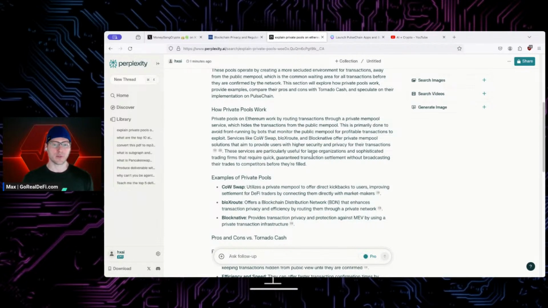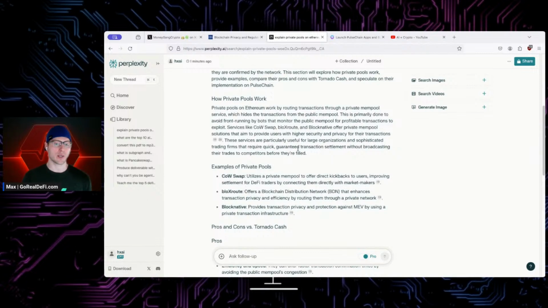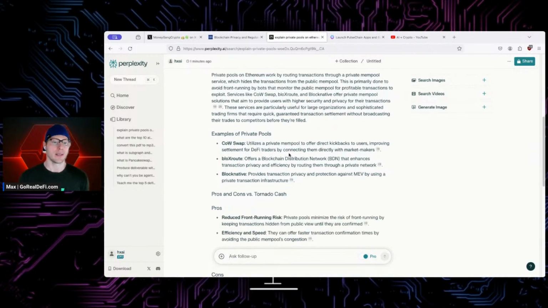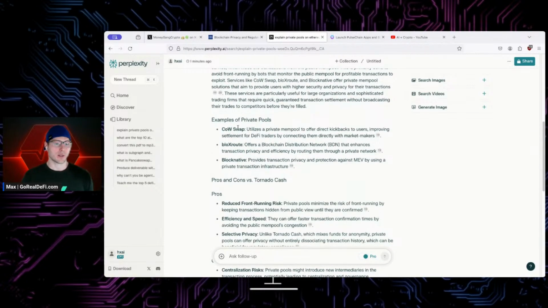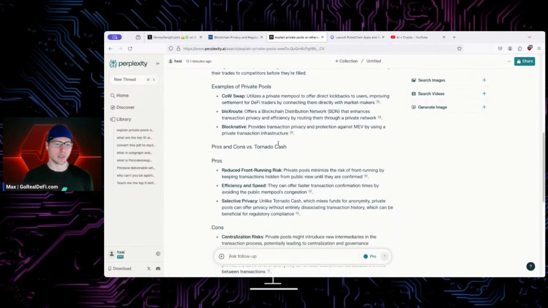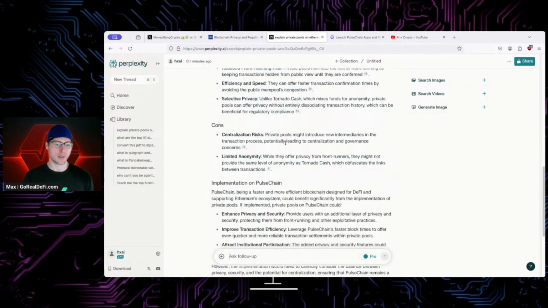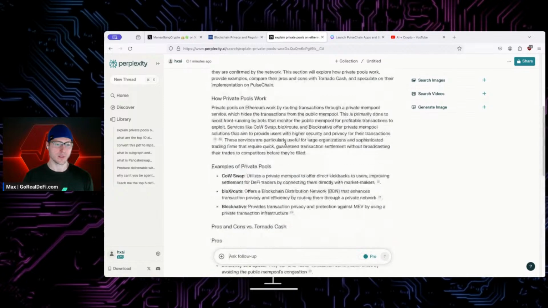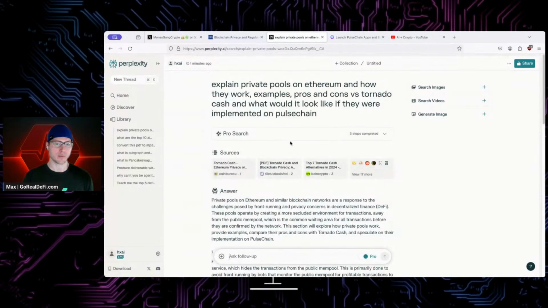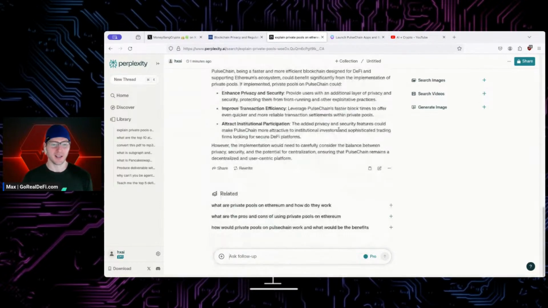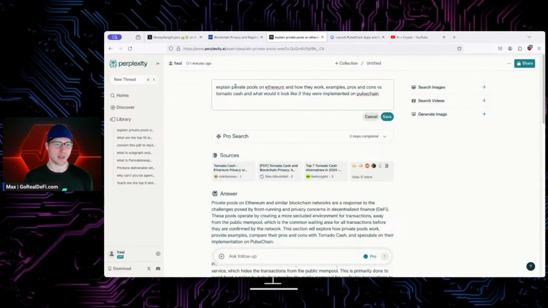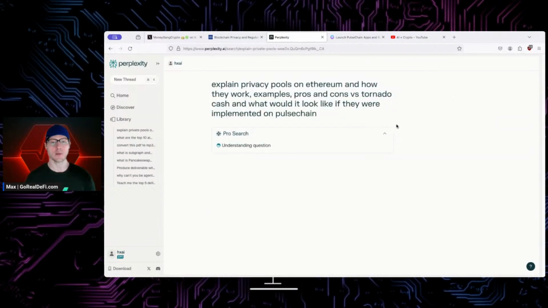These services are particularly useful for large organizations. Sophisticated trading firms require quick, guaranteed transaction settlement without broadcasting their trades to competitors before they're filled. So examples of private pools. So this is talking about just private pools. So CalSwap, private mempool. And then, is it just talking about private pools, or is it talking about, shoot, sorry, I said private pools. I meant privacy pools. All right, now you know what private pools are. My bad, I had a typo. They're pretty similar, right? Pretty similar. Okay. See, we learned more today.